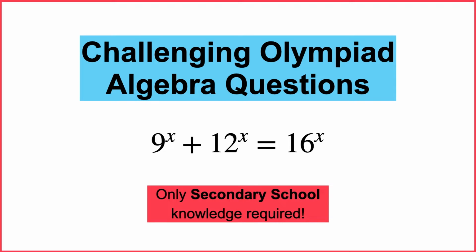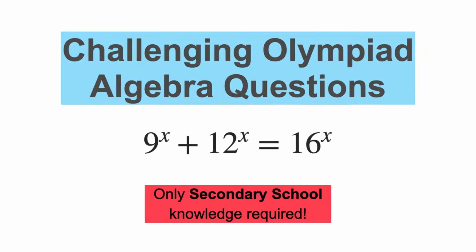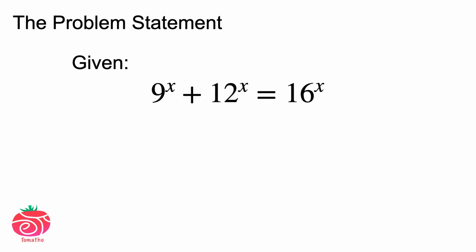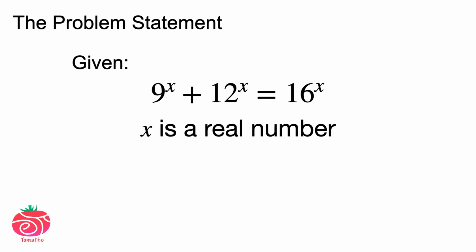And I guarantee only secondary school knowledge is required. So here is the problem. Given an equation, 9 to the power of x plus 12 to the power of x equals 16 to the power of x, where x is a real number. Can you solve for the value of x? Pause the video if you would like to give this question a try, and continue watching to know the solution.